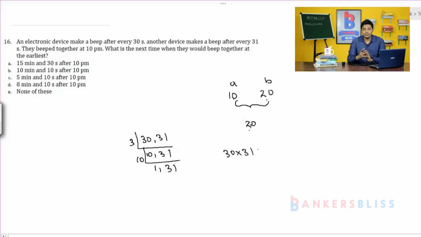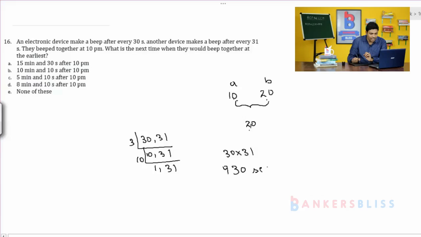In the previous problem itself I had told, if both the numbers are co-primes then directly you can multiply to get the LCM. Here 30 and 31 both are co-primes because 31 is a prime number and 30 is not a prime number, and the HCF between 30 and 31 is 1. So 30 into 31 you calculate, 31 zeros are 0, 31 threes are 93.